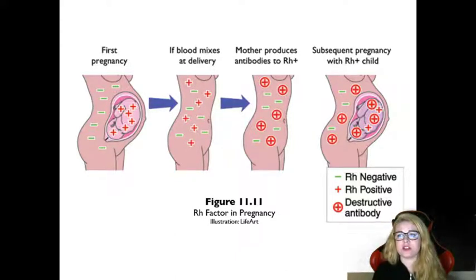All right, so this is just the image from your book, for reference sake, to show you that in the first pregnancy, we're fine. There's no mixing here. Here's the baby, here's the mom. But if blood mixes at delivery, you have pluses and minuses that get mixed, and the mother will start to produce antibodies to the Rh positive cells because she's Rh negative. Any subsequent pregnancy with an Rh positive child is going to have destructive antibodies which cause issues to the blood cells.